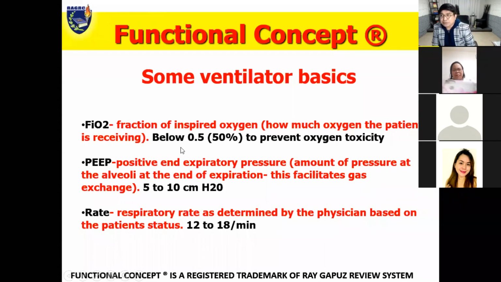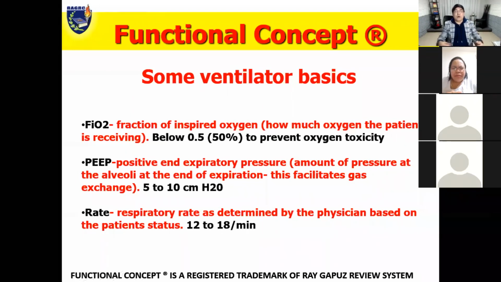What is the normal FiO2? Now remember, your FiO2 should be a little higher than the atmospheric level of oxygen. We all know for a fact that in the atmosphere there's 21% of oxygen. So in FiO2, that should be higher, okay? So it should be 0.5 or 50%, not beyond 50%, because that could lead to oxygen toxicity.